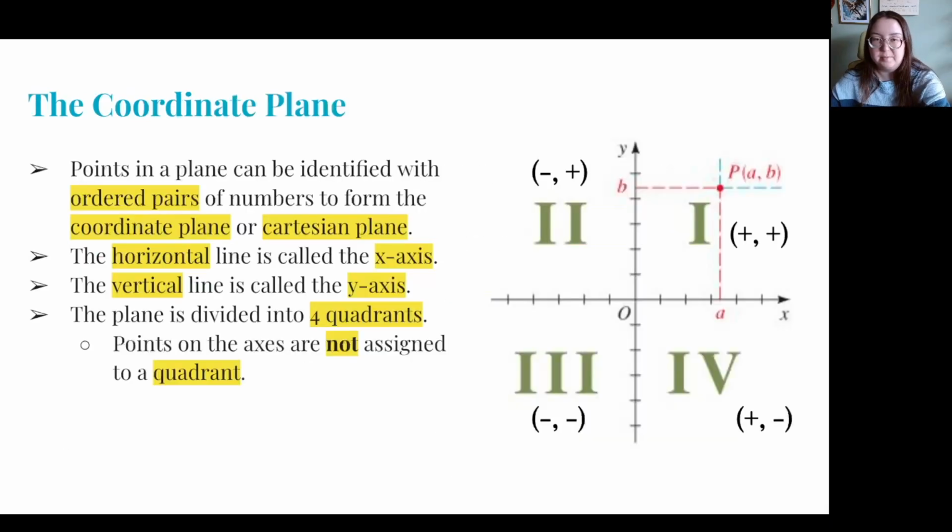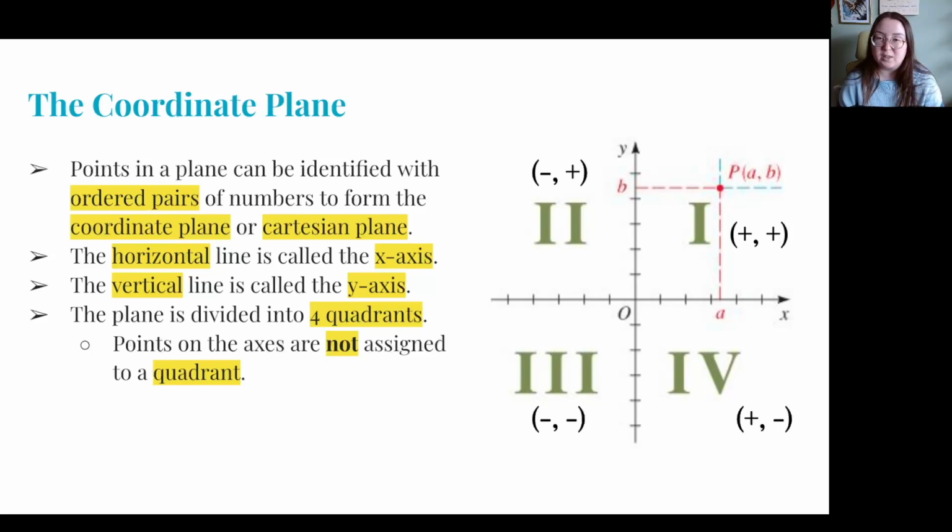So, all right. We'll start off with the coordinate plane. Start off with the most basic part here. We say points in a plane can be identified with ordered pairs of numbers to form the coordinate plane, sometimes called the Cartesian plane. You'll most often see it called the coordinate plane, but it can be called the Cartesian plane if you ever see that.